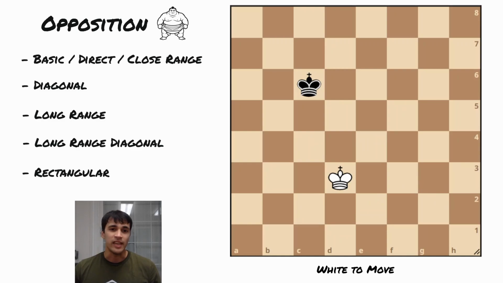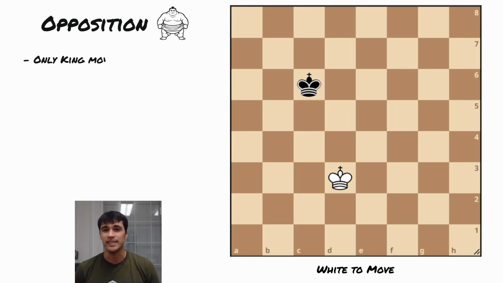However, if you said king c3, this does not give white the opposition. Similarly, king d4 does not give white the opposition, or king e3, or king d2.